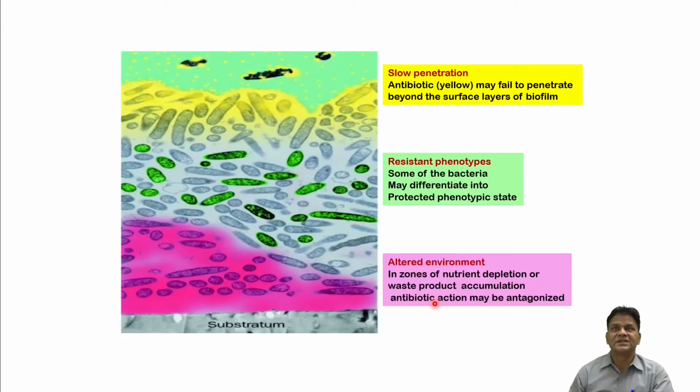You can see the biofilm has slow penetration. Resistant phenotypes may evolve because of the chronicity of the infection, and the environment is altered. So this may lead to less or poor activity of the antibiotics. This is the reason why thick layer formation, poor penetration, resistant phenotype development, and altered environment lead to the chronicity of the infection, and the conventional antibiotics are unable to cure them.